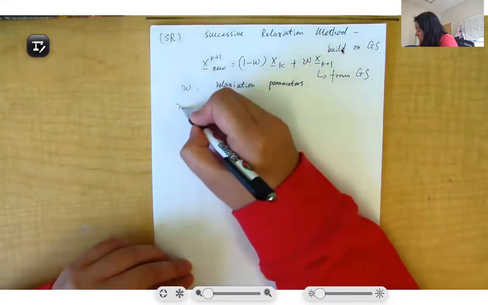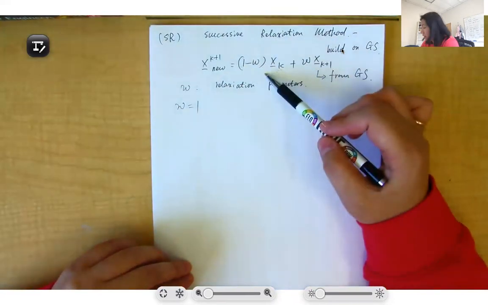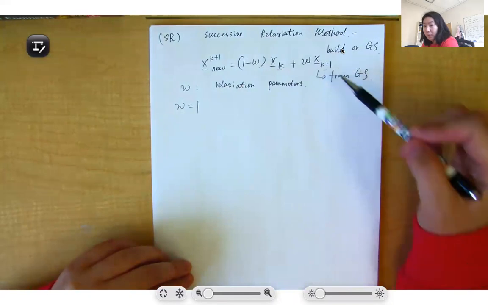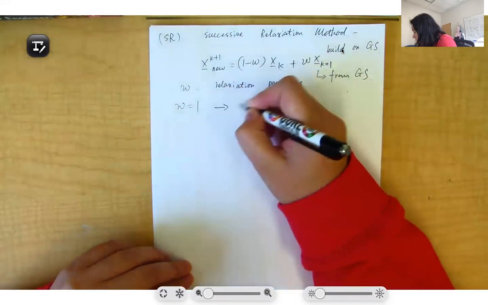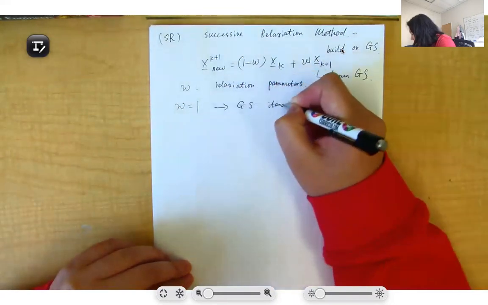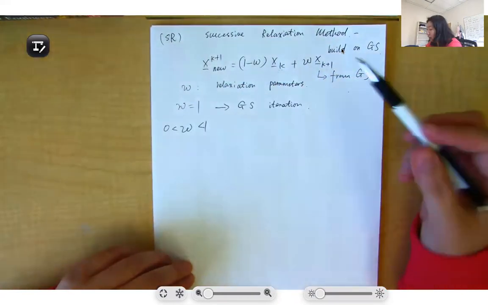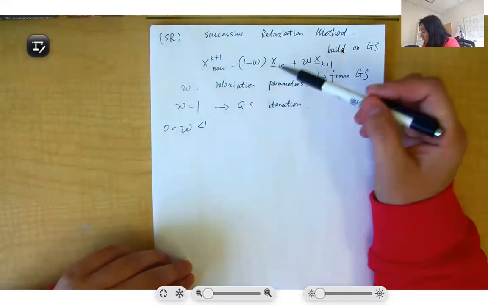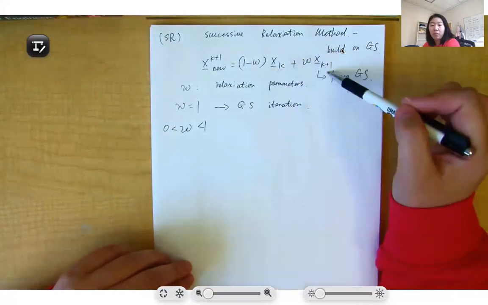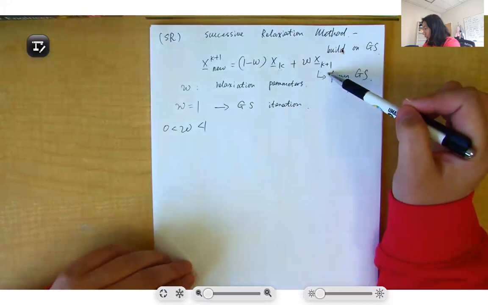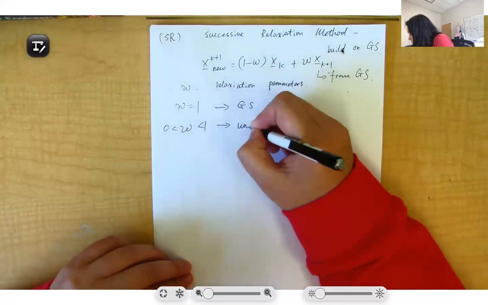And if my omega is equal to 1, then this part will be 0. You will only have xk plus 1 from Gauss-Seidel. That means if omega equals 1, that leads to the Gauss-Seidel iteration. But if my omega is over 0 and smaller than 1, that means you take some portion of your old value and some portion of your future value, right? The new value. Then we call it under relaxation.